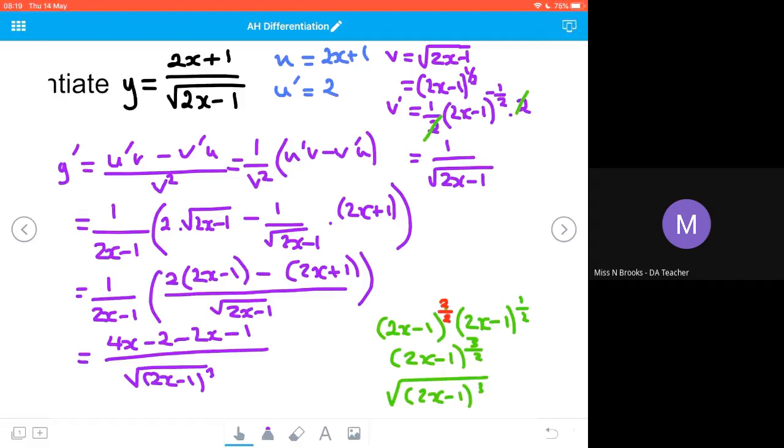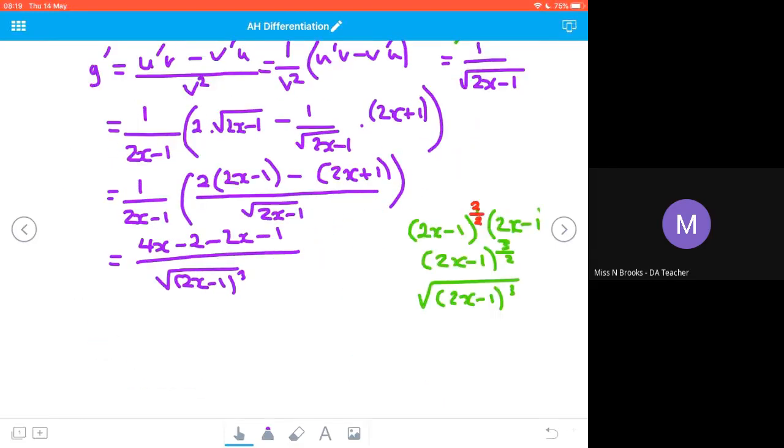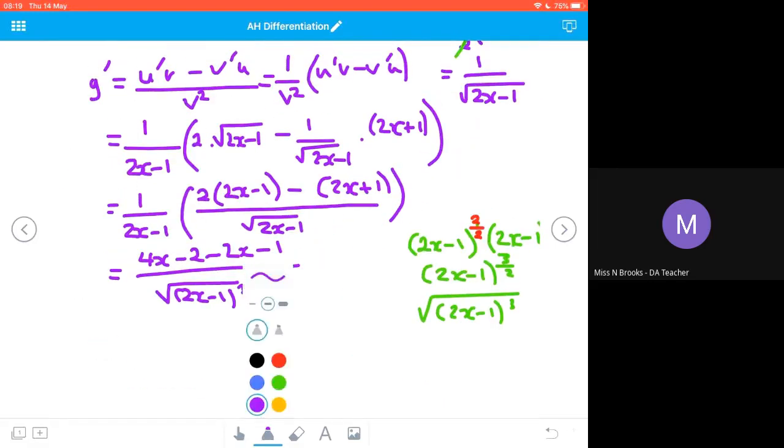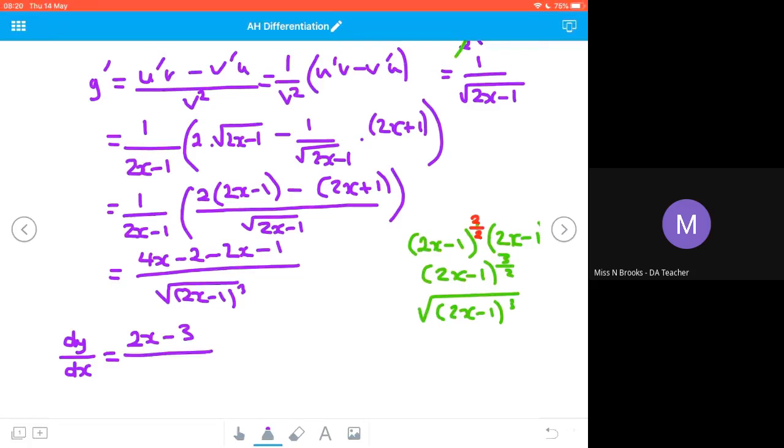And so the final step that I need to do in order to work out my dy by dx, or my y prime, I gather my like terms on the numerator. So 4x take away 2x gives me 2x, minus 2 take away 1 gives me minus 3, and that's all over the square root of 2x minus 1 all cubed.